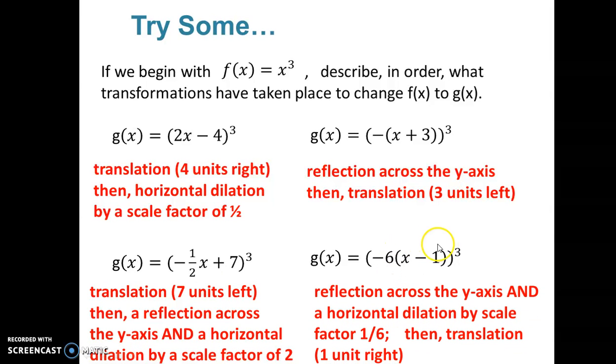Okay, this one, since it had the parentheses there, you could either multiply out the parentheses, or you could look at it this way and say, okay, I'm going to do this first. So this first, a reflection across the y-axis, and a horizontal dilation of scale factor 1/6. So that reflection and dilation take place in one step. And then you replace whatever x you have there with x minus 1. So then that translation occurs, and it's 1 unit, right?